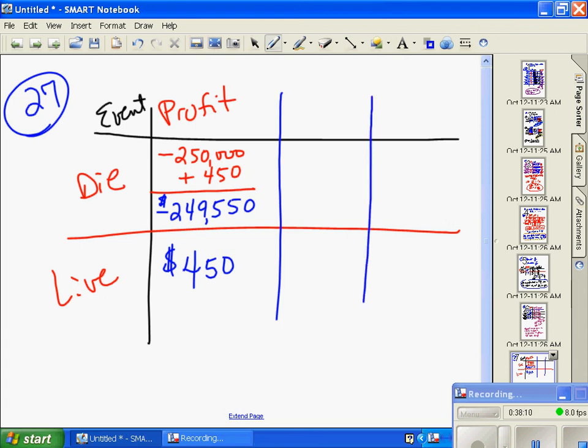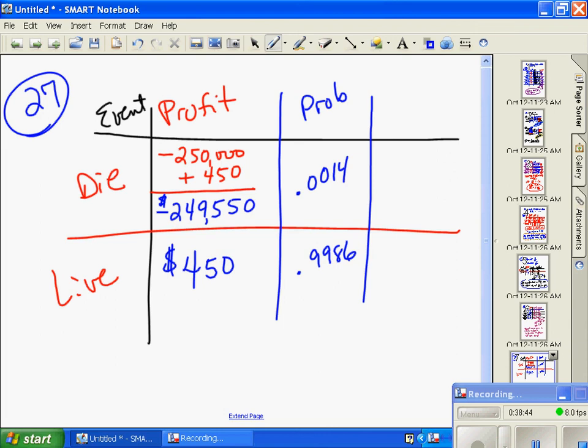So the key on this one was knowing to subtract the $450 from the $250,000 to understand that the company would lose $249,550. Okay, probability. This was given in the problem right before Part A. Probability that the person lives is 0.9986. Subtract that from 1. The probability that the policyholder dies within that period of time is 0.0014.